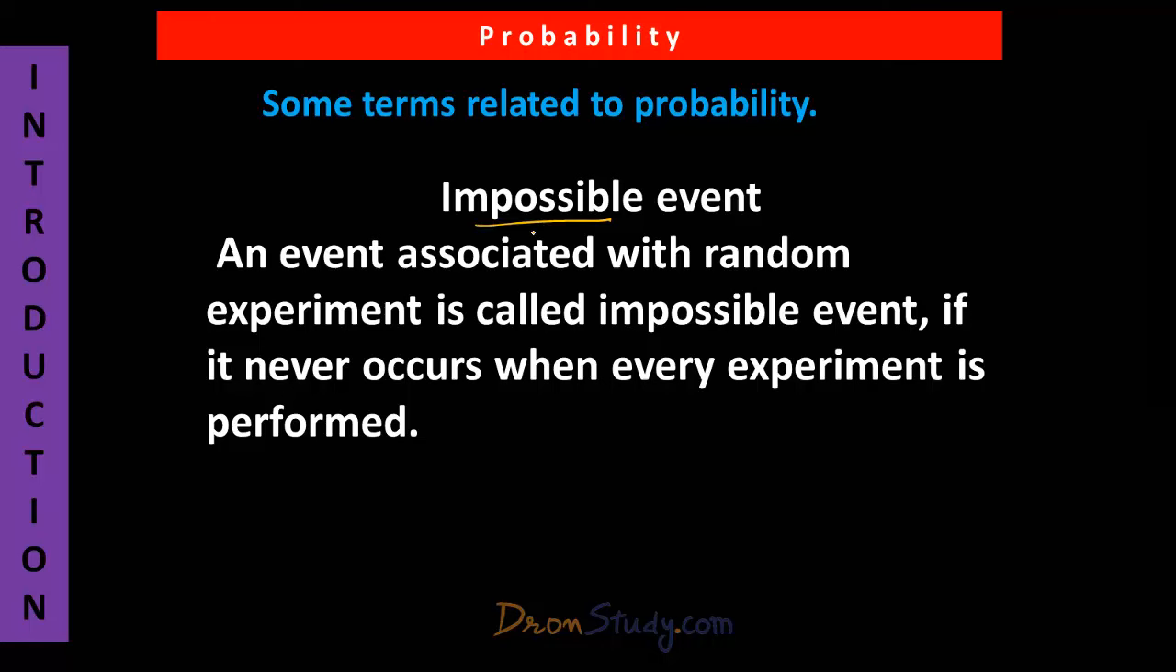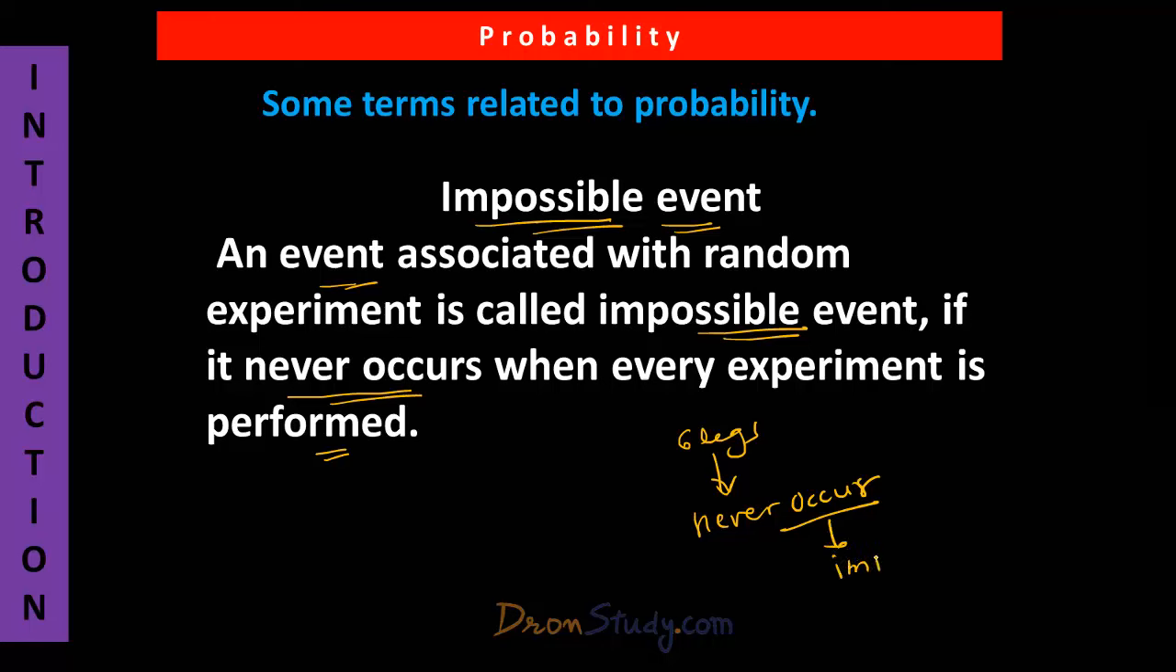Now the next term is impossible event. An event associated with a random experiment is called an impossible event if it never occurs whenever the experiment is performed. Suppose the experiment is to find dogs with 6 legs. It is not possible at all, and such an event will never occur. And so such events are called impossible events.